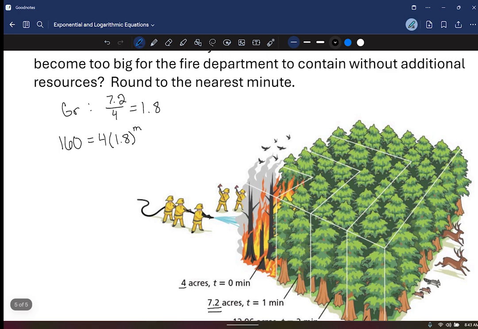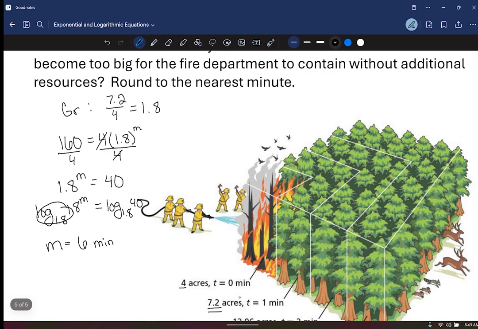All right. Now I'm just going to solve for the m. So I need to get rid of this 4 first. So I'm going to divide by 4. So I have 1.8 to the m is equal to 160 divided by 4, which is 40. Now to get rid of that exponential base of 1.8, I need to do a log with a base of 1.8. So log base 1.8 of 1.8 to the m is equal to log base 1.8 of 40. So I'm going to plug in that log with a base of 1.8 of 40. And you're going to get a little bit over 6, but it says to the nearest minute. So this would be 6 minutes.